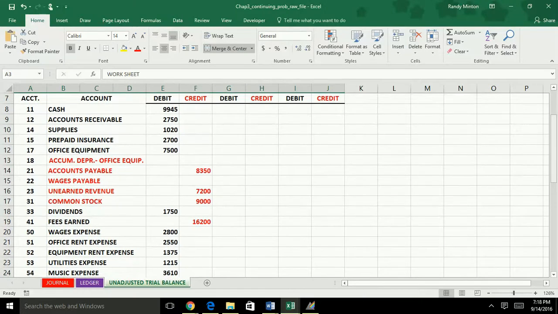Now, if I look at the top of page 147, what you're going to see is the unadjusted trial balance for PS Music. And as you look down through the unadjusted trial balance provided here and the one on page 147, you see that they're the same. So to this point we've got everything correct.